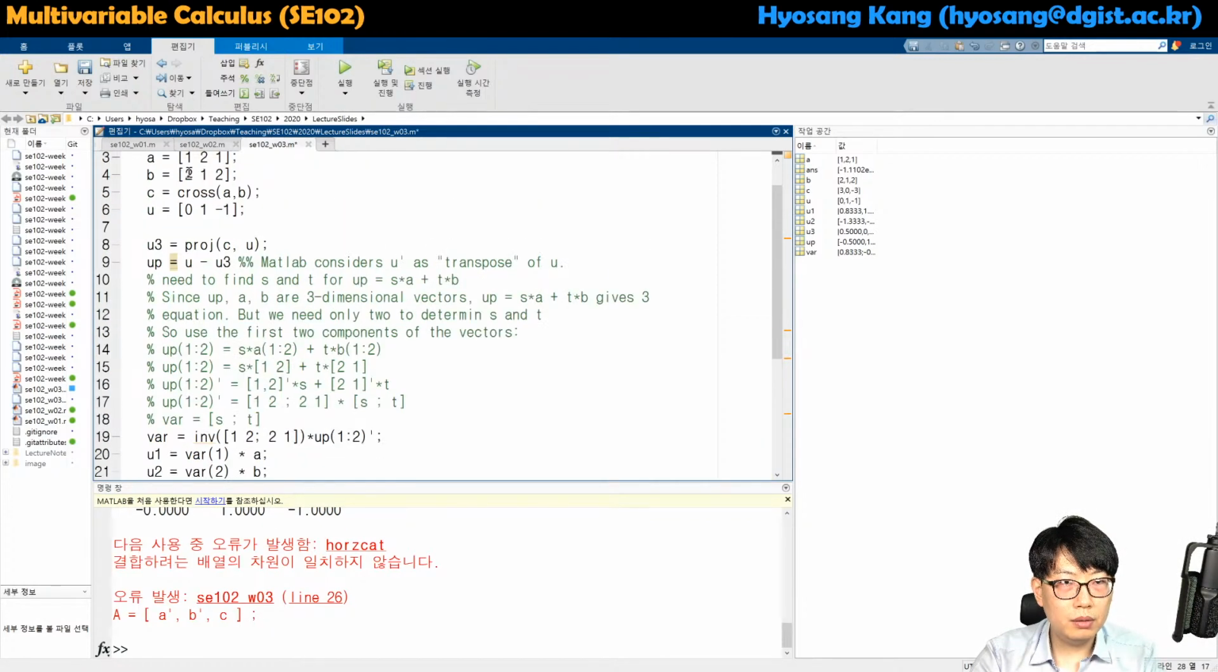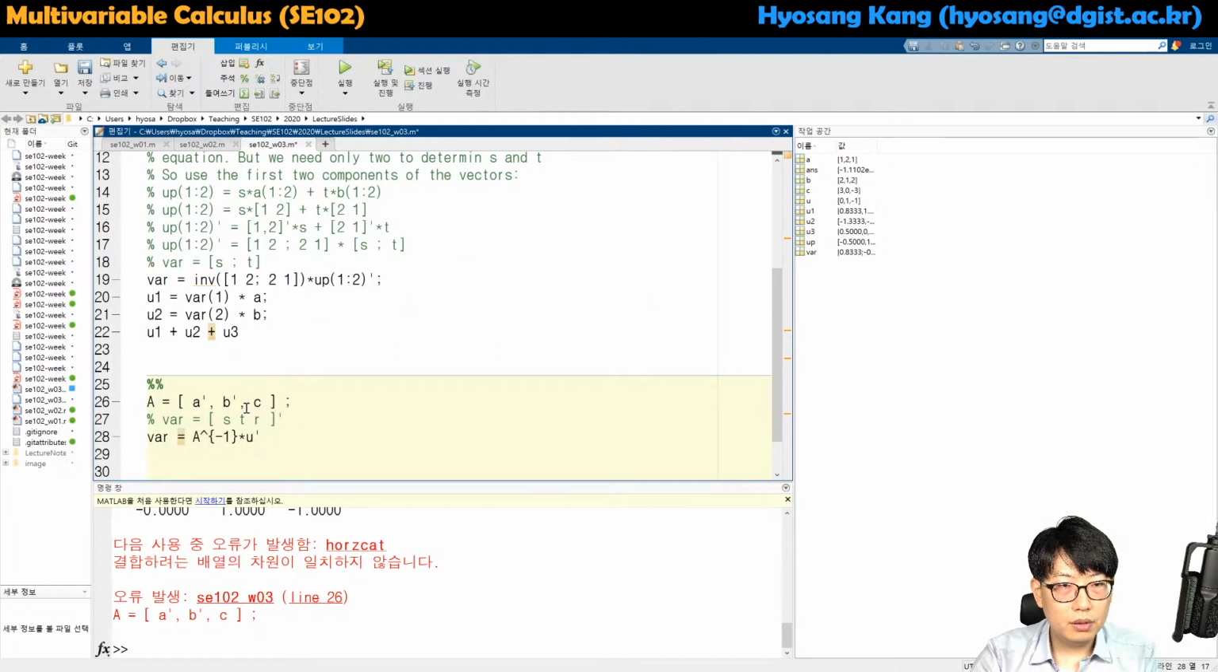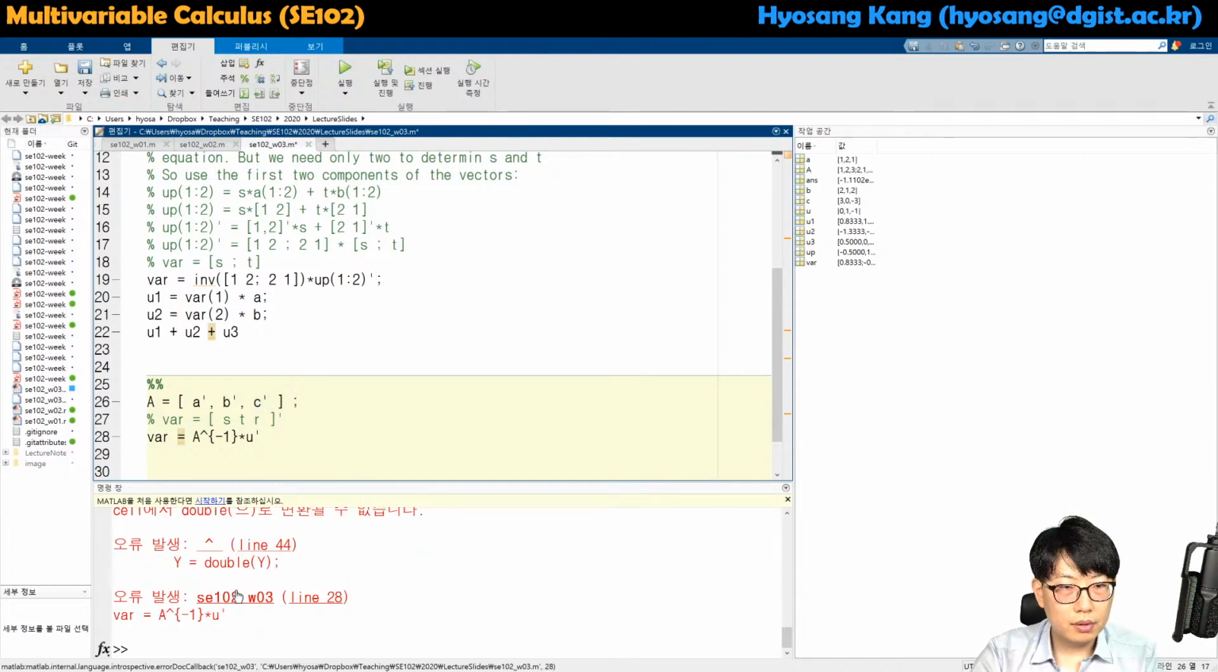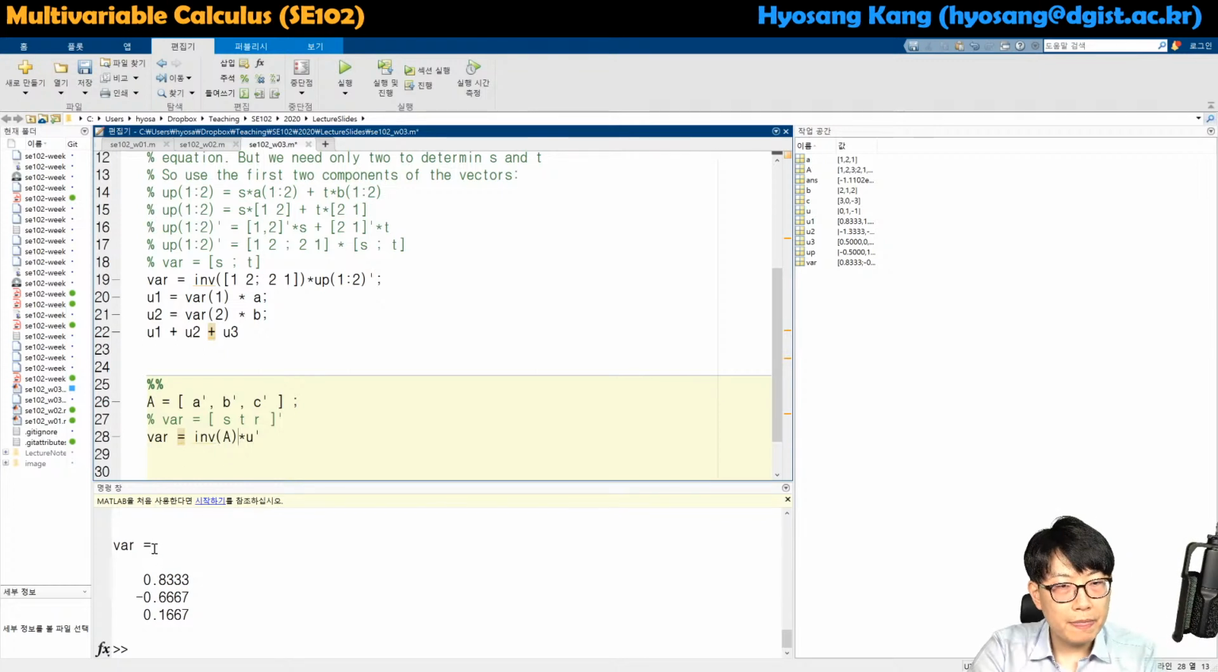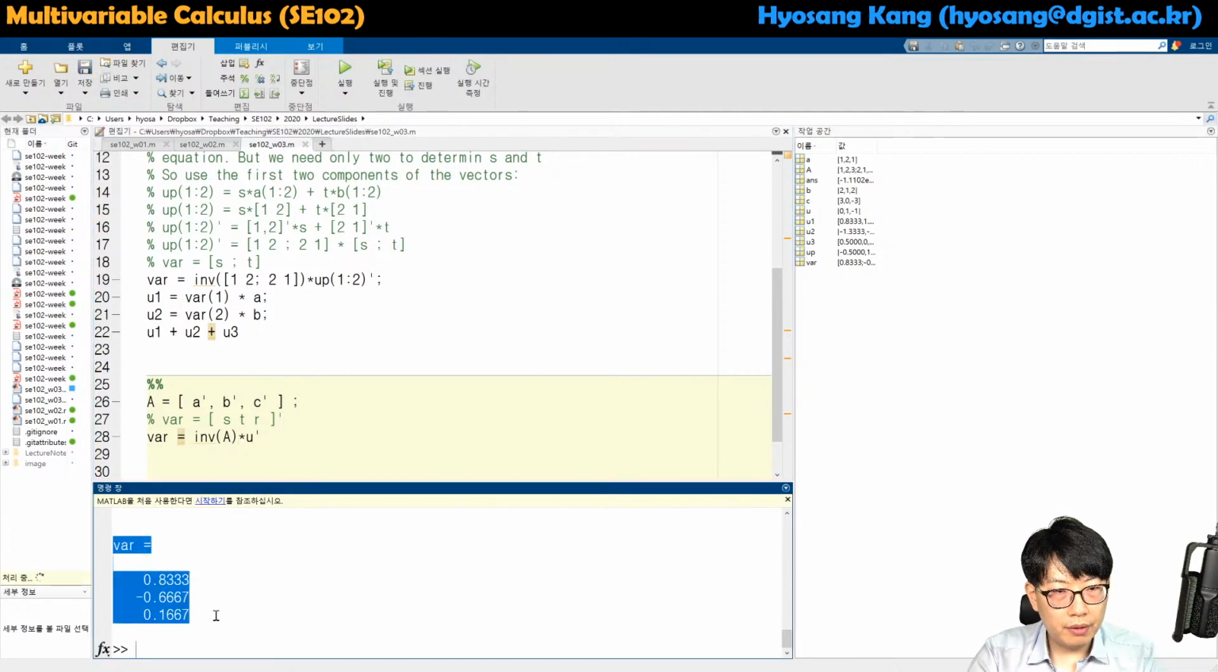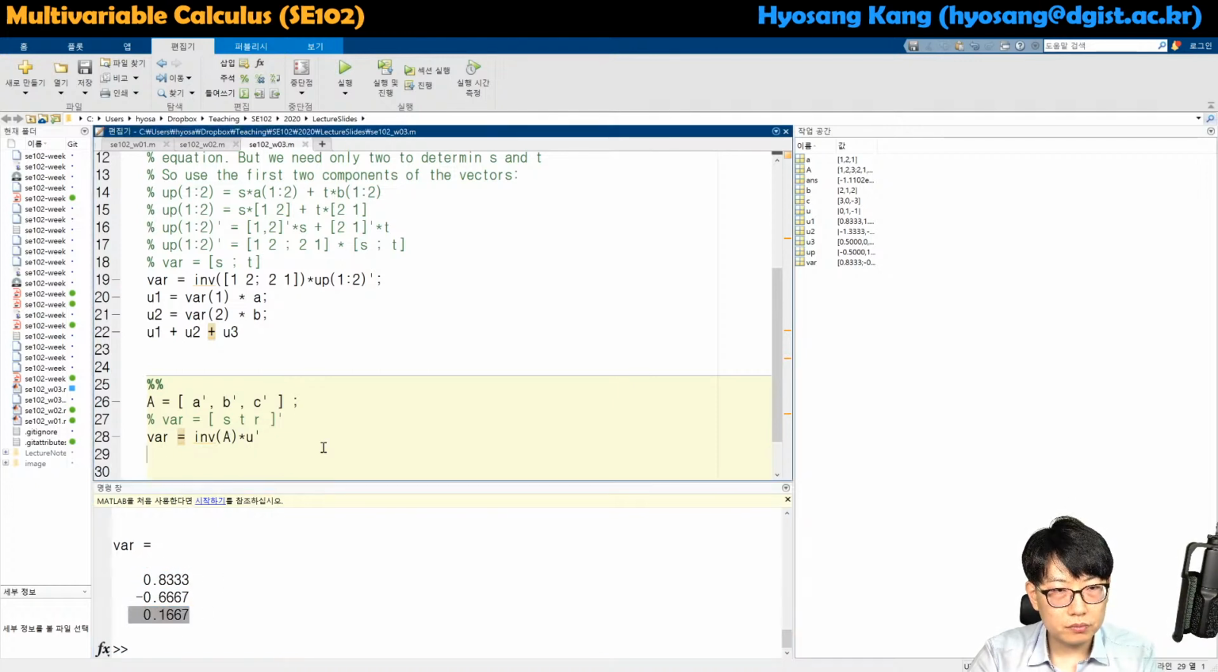Did I use A, B, C? Sorry, C prime. I forgot the C prime. All right, let's put this instead of A minus 1. So here we have these coefficients. These are S, T, and R, so each of these variables is a coefficient for A, B, and C. So you can compare that also.